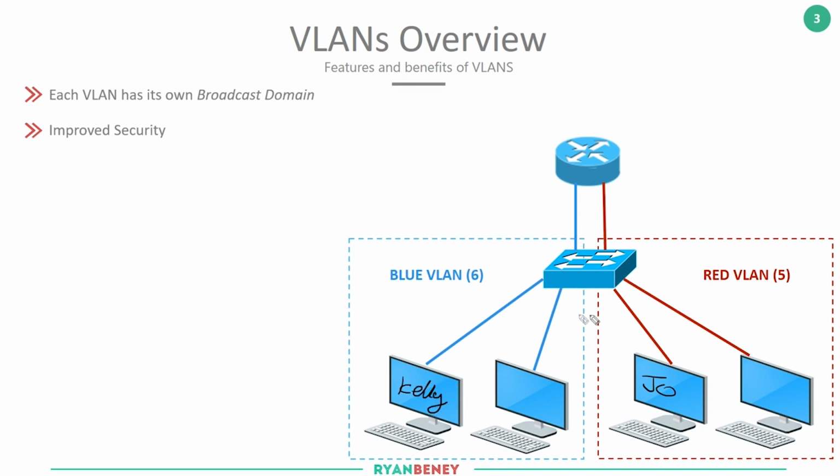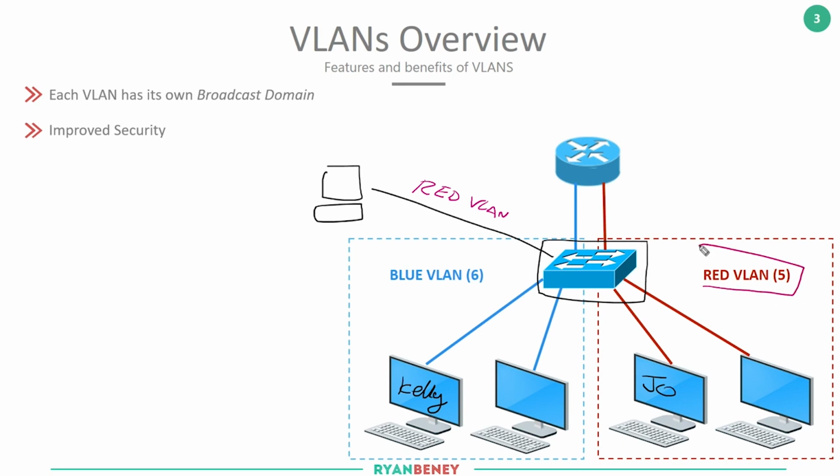Well, here we don't have any physical limitations because Joe and Kelly must be relatively close to one another, maybe in the same building because they connect to the same switch. But let's say Joe moves over to sit closer to Kelly. What we can do is modify the port that she plugs into to the red VLAN, and she would get an IP and have access to all the services that the red VLAN has access to when she moves over.